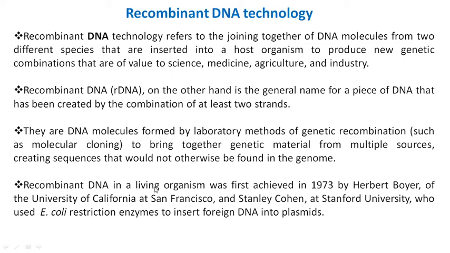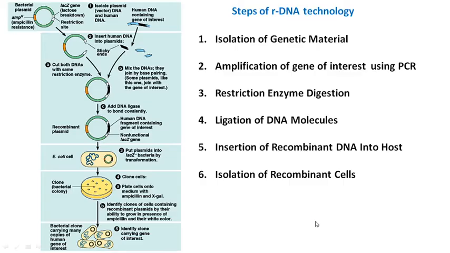If we discuss the discovery, recombinant DNA in a living organism was first achieved in 1973 by Herbert Boyer of the University of California and Stanley Cohen of Stanford University. They used E. coli restriction enzymes to insert foreign DNA into the plasmid. Here I have shown you the steps of recombinant DNA technology. This is the introductory part.